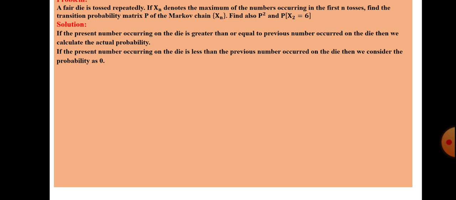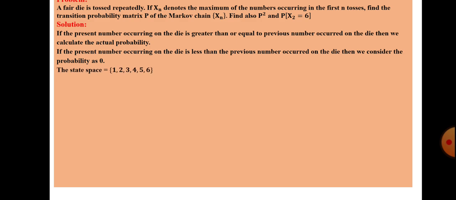Suppose you get 3 in the previous roll, and after the roll you get the number 4 next, then what is the probability? It is greater, so it is the actual probability, 1/6 for getting 4, right? Like that you have to calculate. Suppose the present number is 5 but the previous number is 6, then the probability is 0.